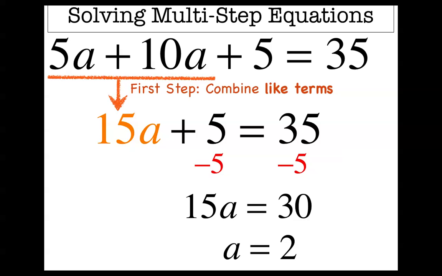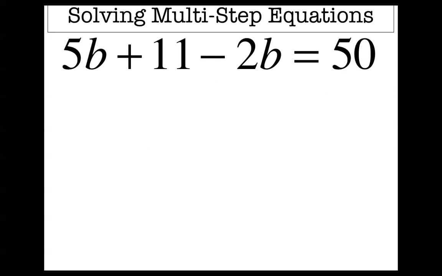That wasn't too bad, right? Let's try another one. 5b plus 11 minus 2b equals 50. Remember when I wrote big scary equations like this at the beginning of this unit on the whiteboard and I said, even though this looks really big and scary, trust me, I promise, you'll be able to do these kind of things. Well, now we're doing those big, long, scary equations, and they're not even really that scary because you just take it one step at a time.